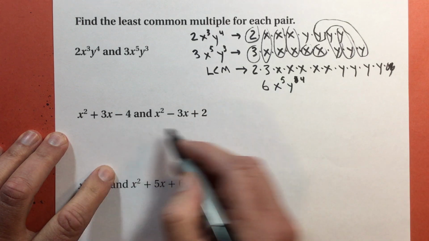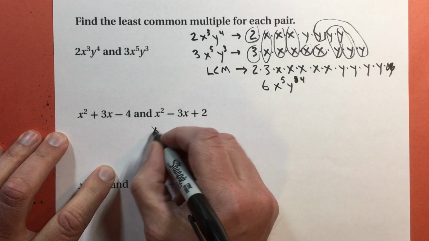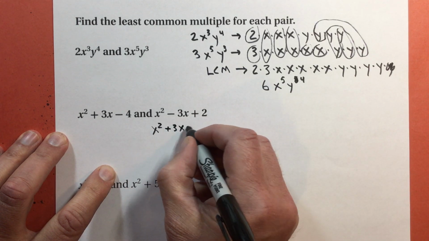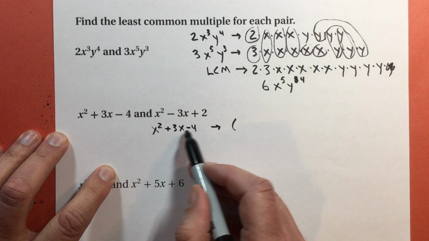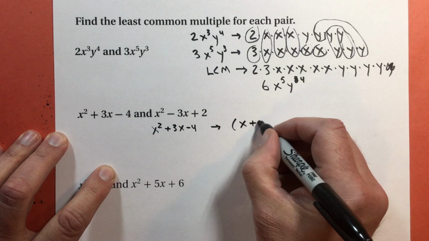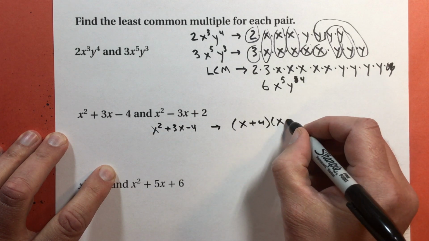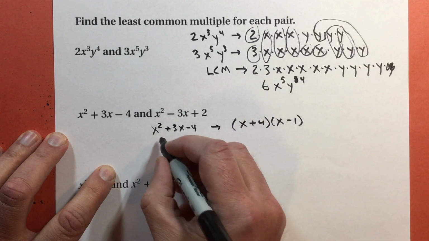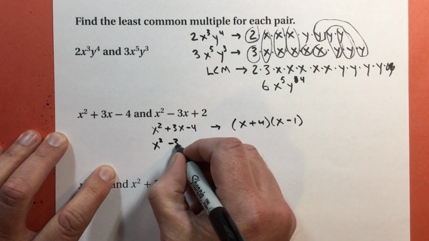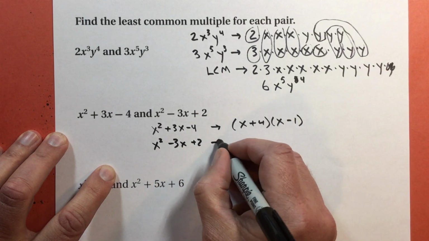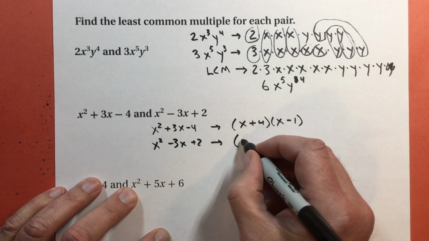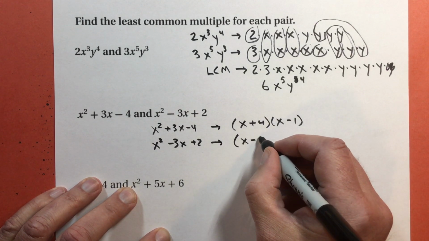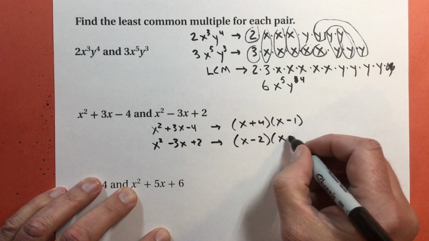All right, so I'm going to write it right here. x squared plus 3x subtract 4. I'm going to factor that. What two numbers multiply to give negative 4, add to give a 3? That's going to be x plus 4 times x subtract 1. And x squared subtract 3x plus 2 factors into, what two numbers multiply to give 2, add to give negative 3? x subtract 2 times x subtract 1.